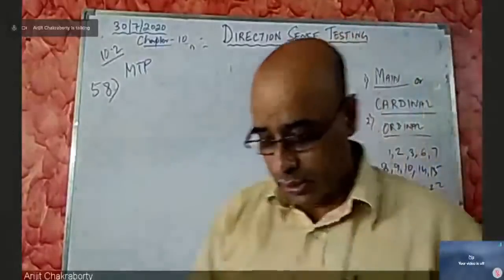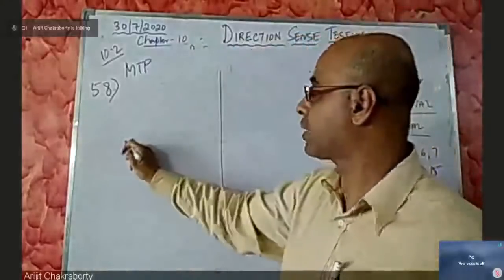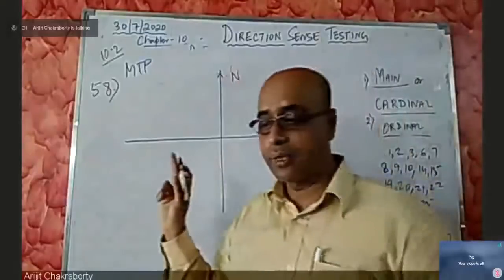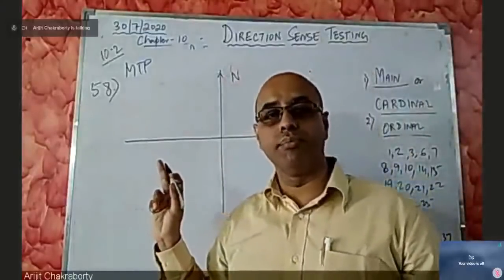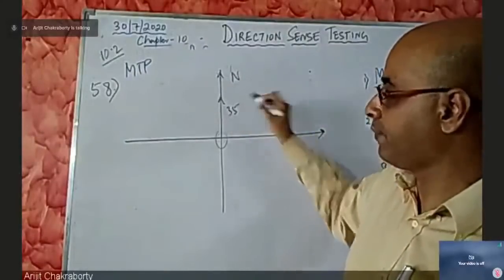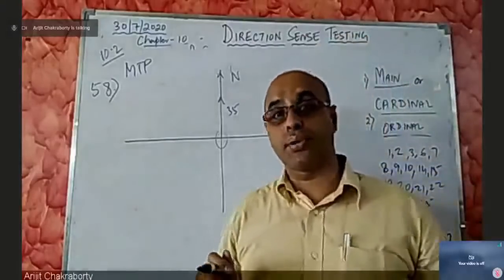Right. The question says facing towards the north. So again, a diagram. Okay, fine. Facing towards the north, Ravi walks 35 meters. From O, he walks 35 meters. Fine. He then turns left and walks 55 meters.